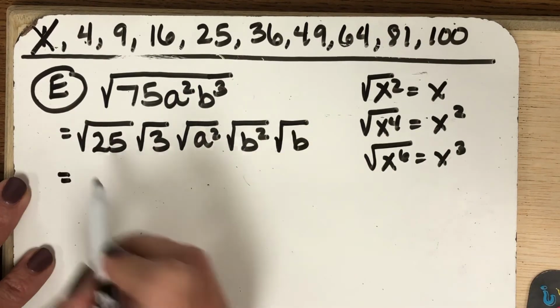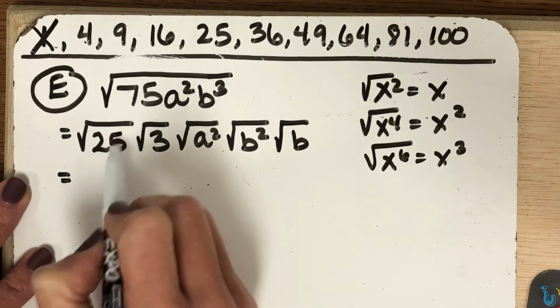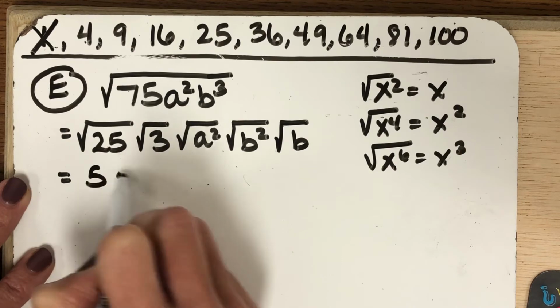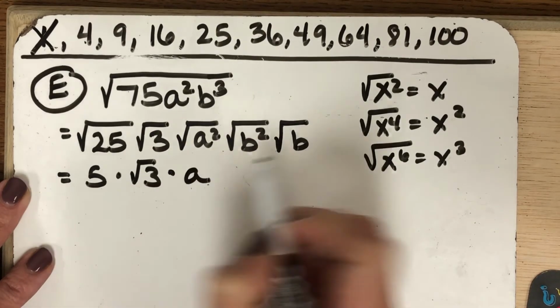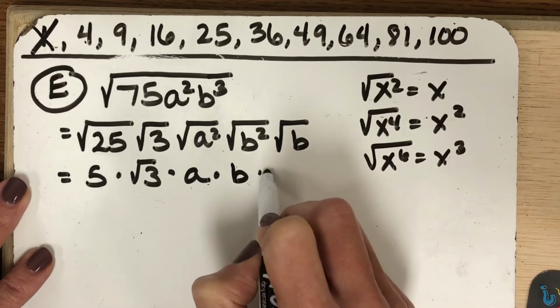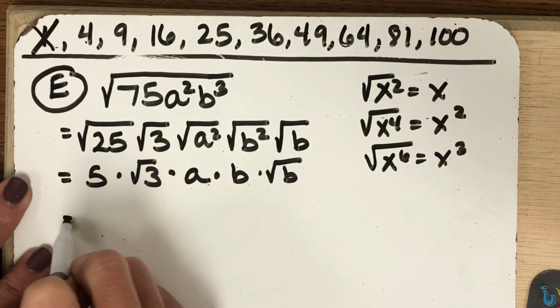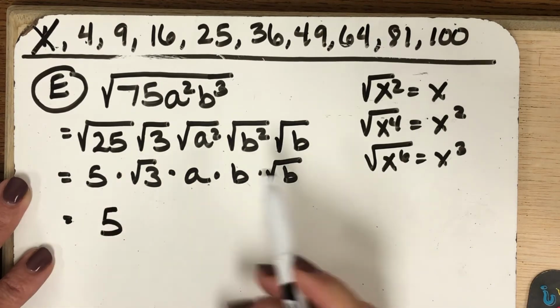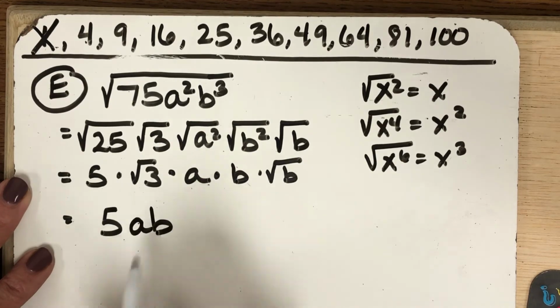This is going to get a little bit messy just because I didn't put things in groups, but that's okay. Square root of 25 is 5. Square root of 3 is square root of 3. Square root of a squared is a. Square root of b squared is b. And square root of b is just square root of b. Now I'm going to go ahead and group my wholes. I'm going to put my number first, so 5. And then here's a whole and here's a whole, and I'm going to put them in alphabetical order: a, b. Cross them off when I use them.